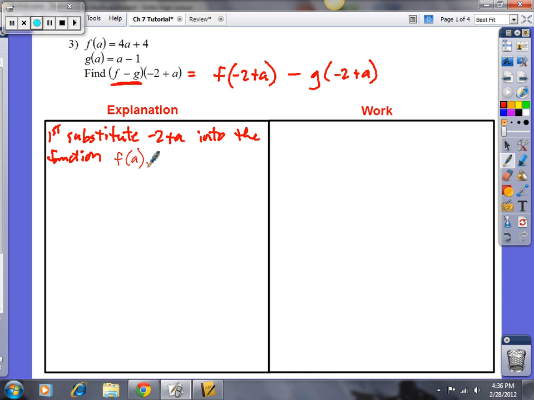Your first move, if you do it with the work, you're going to have this f of a, the function, is 4 times the quantity a plus 4. And the quantity a, this is what you're going to substitute in. So in place of that a, I'm going to substitute negative 2 plus a. Now the more detailed you are, the better.